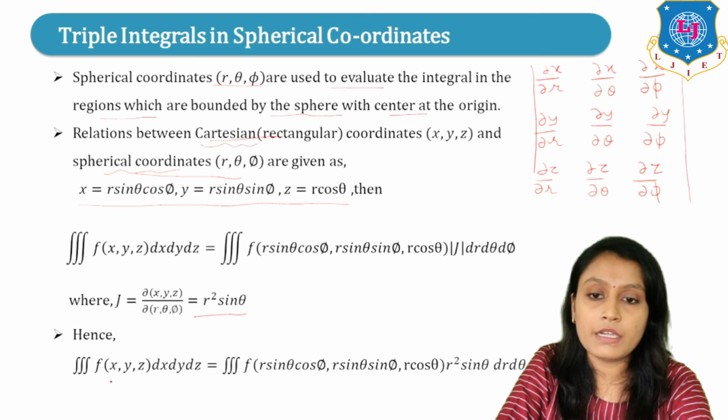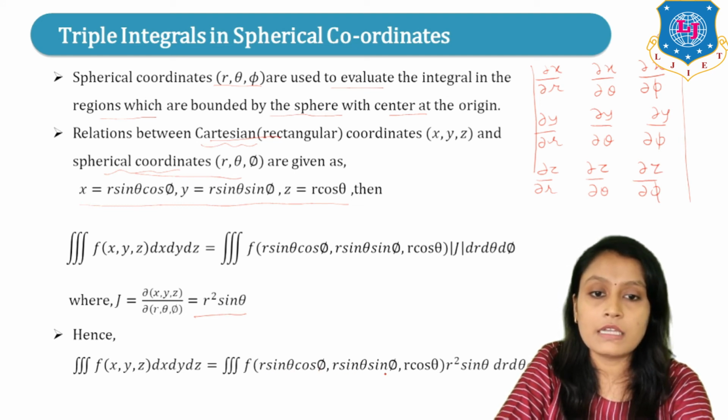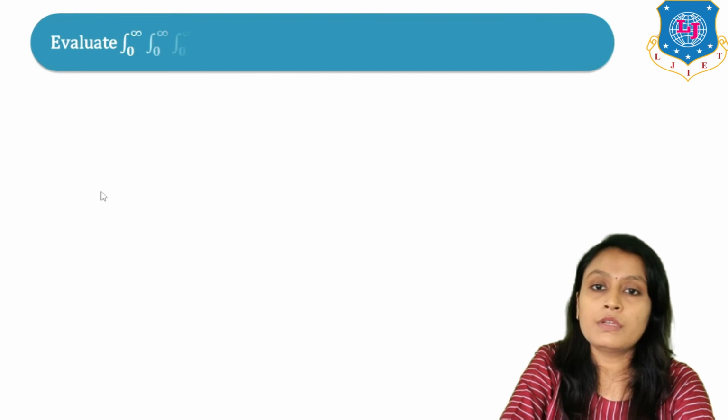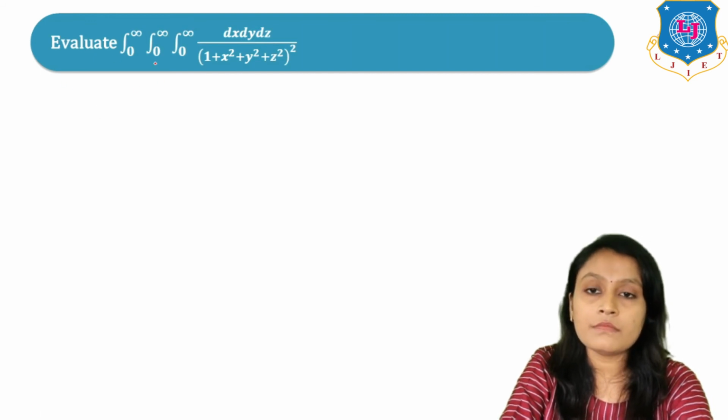So you will get triple integration f of x, y, z dx dy dz is equal to triple integration f of r sine theta cos phi, r sine theta sine phi, r cos theta, times r square sine theta dr d theta d phi. In place of this Jacobian, we have substituted r square sine theta. Right? Now, let's solve one example.